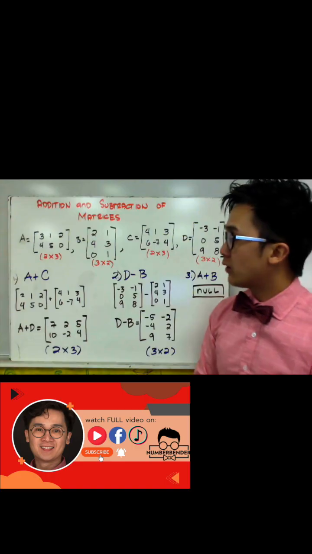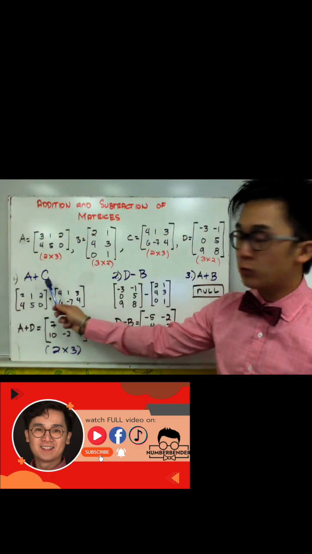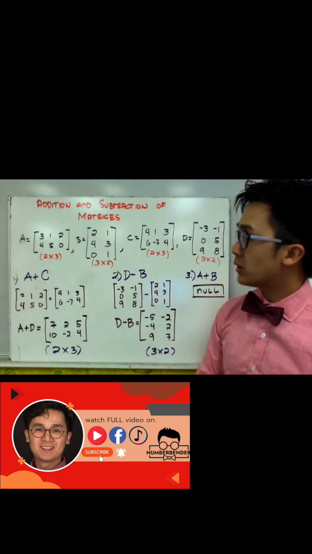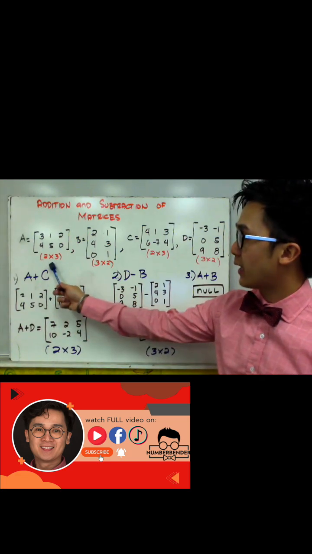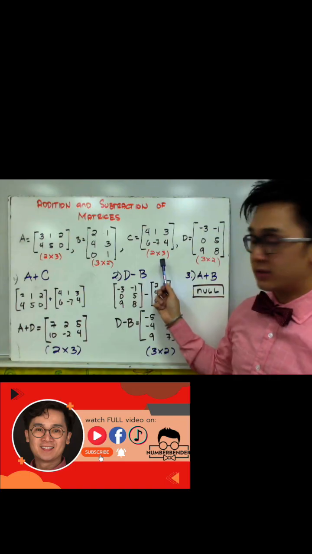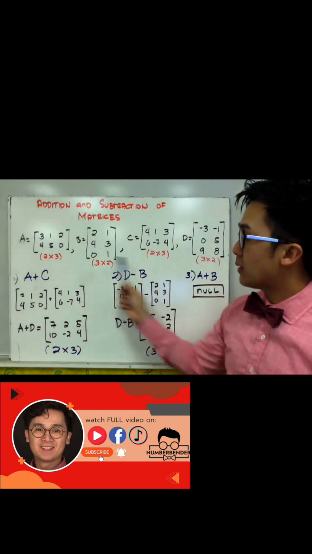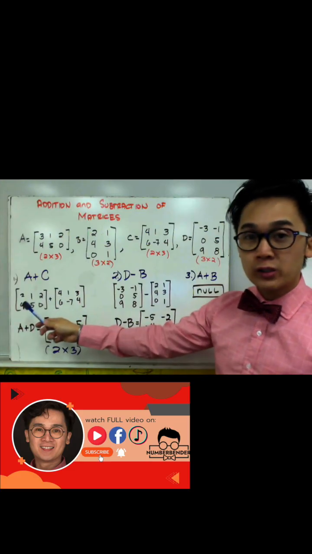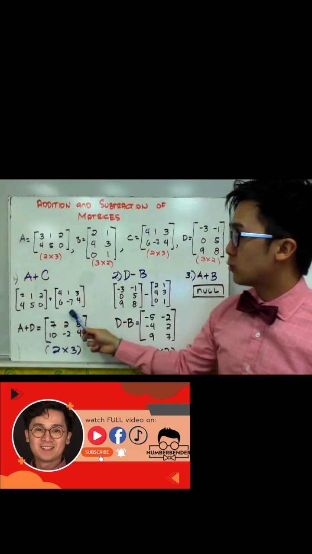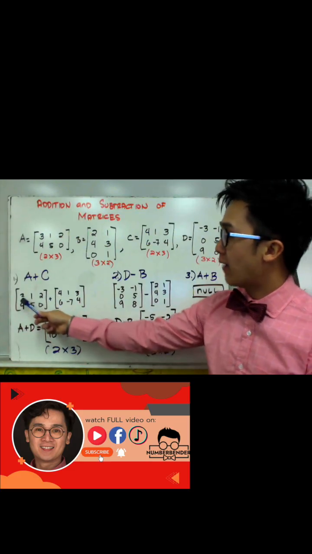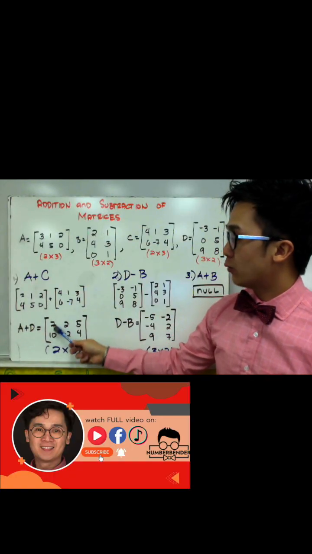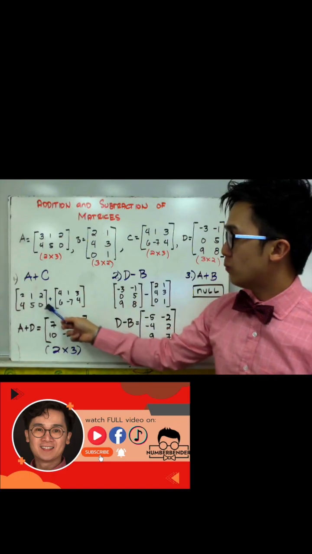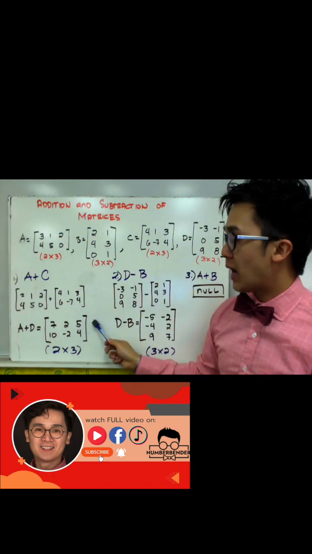If we're going to evaluate A plus C, which means matrix A plus matrix C, it's going to be possible because the order of matrix A and matrix C are the same. Since they are the same, we can simply add each corresponding entry of matrix A to matrix C. So we'll have 2 plus 4, which is 6, 1 plus 1, which is 2, 2 plus 3, which is 5, for our first row.